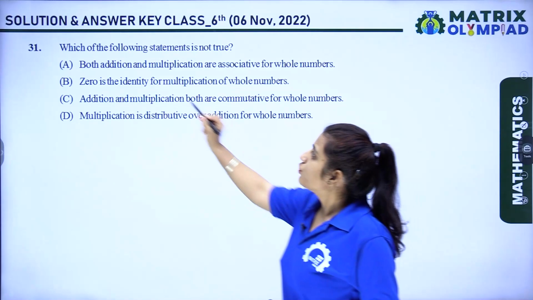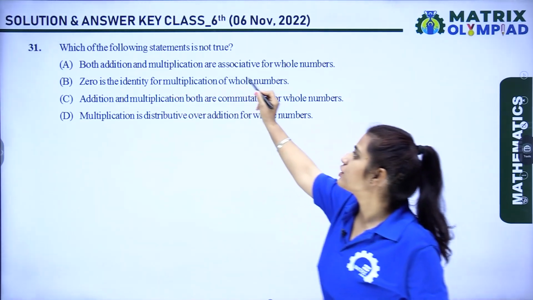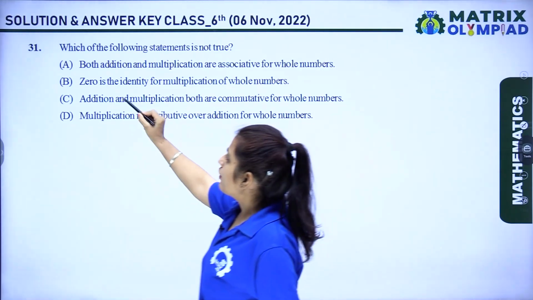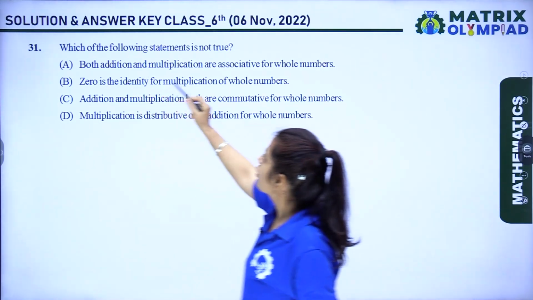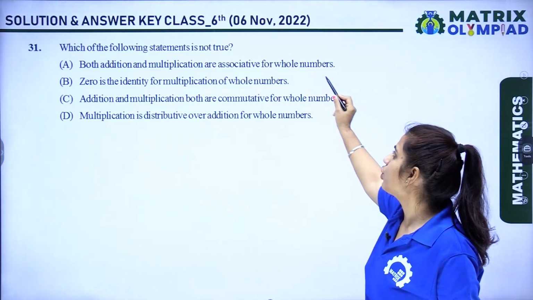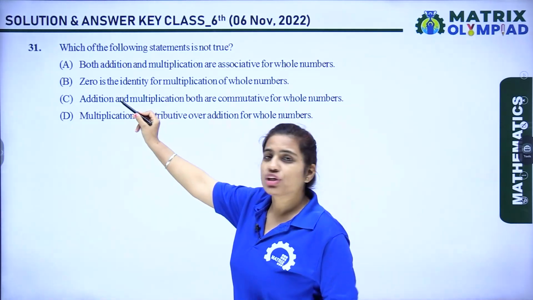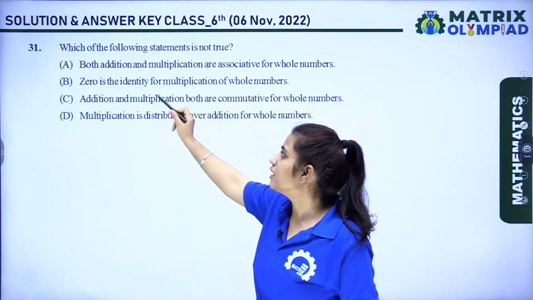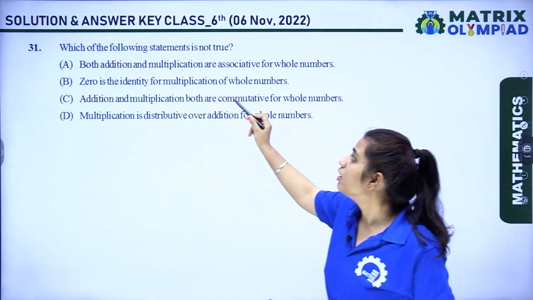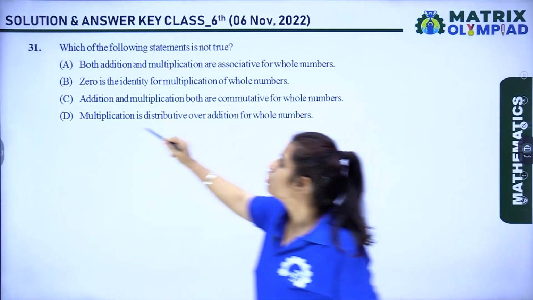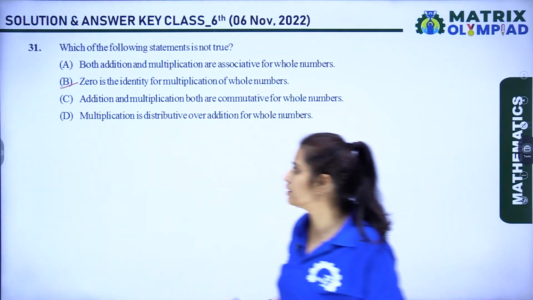Next question is, which of the following statements is not true? We have to find out which statement is not true. Now let's begin with the first option. Both addition and multiplication are associative for whole numbers. This statement is true. Second option is not true because 0 is the identity for addition, not for the multiplication of a whole number. So option B is the correct answer.